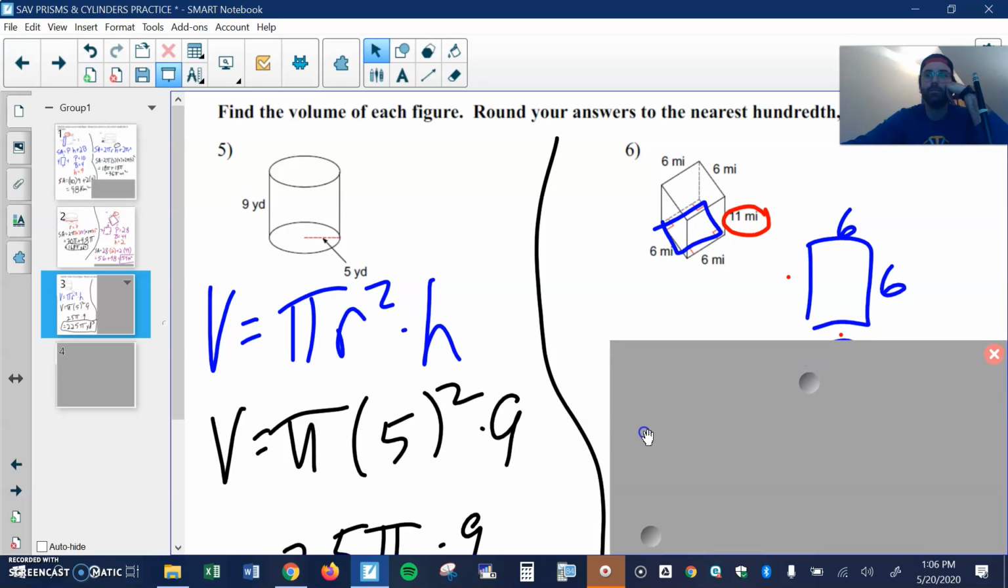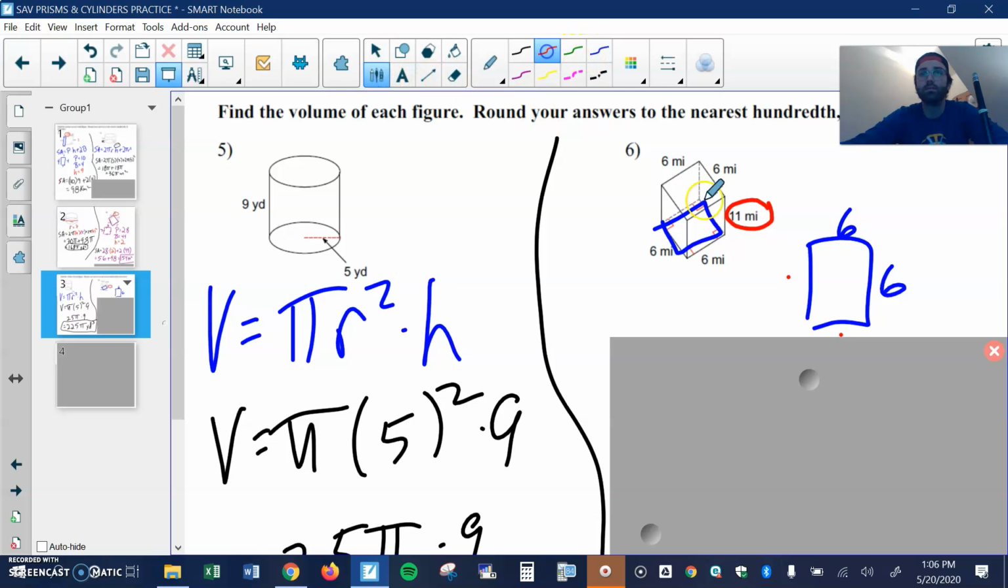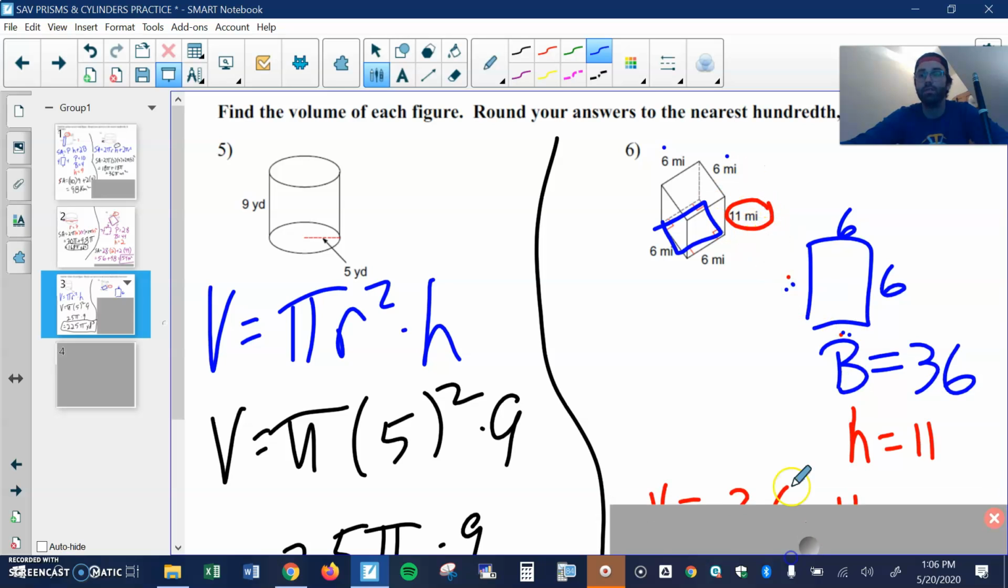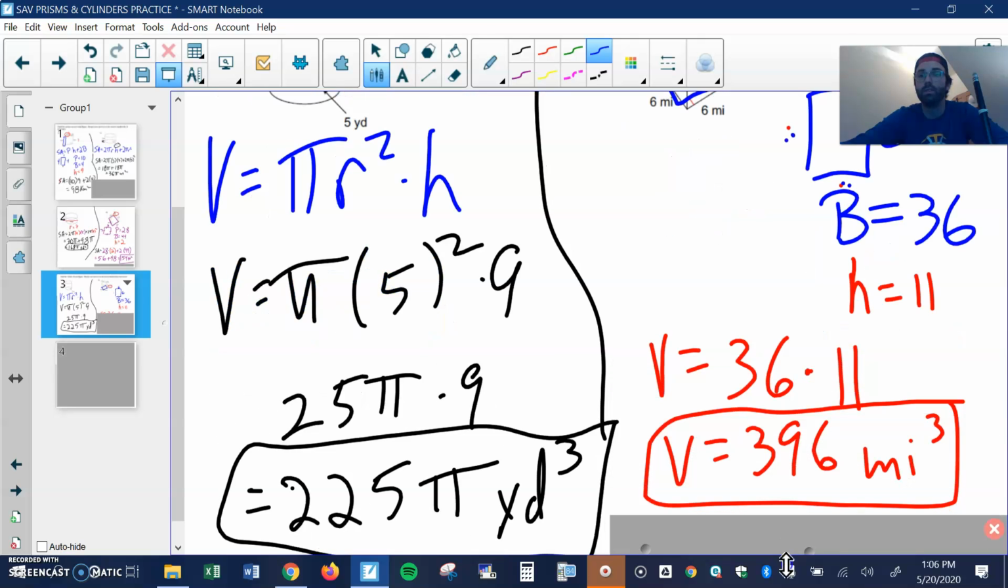I chose the base to be the face that it was sitting on, the actual base. To find the volume of a prism, it's the area of the base times the height. The area of the base is 36, and that makes the height 11. These 6's here are part of my base right here. This 11 is the only number I did not use, so the volume is 36 times 11, which is 396.